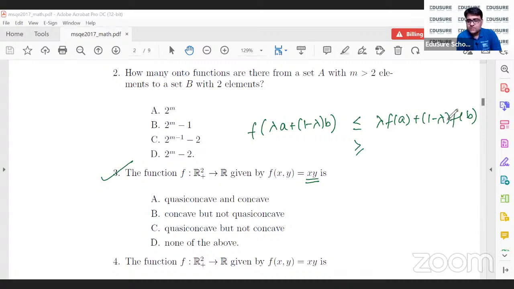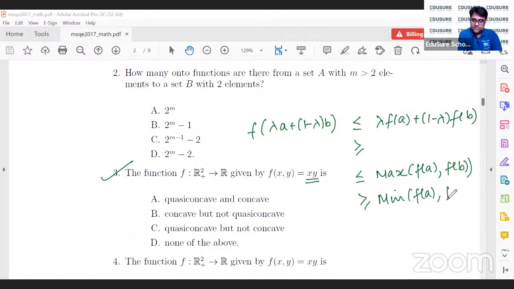This greater than equal to this is the condition for concave. This less than equal to max of f(A), f(B) is the condition for quasi-convex. Greater than equal to min of f(A), f(B) is the condition for quasi-concave. ठीक है, ये conditions के videos आप already देख चुके हैं. That is what I have shared with you before the class.